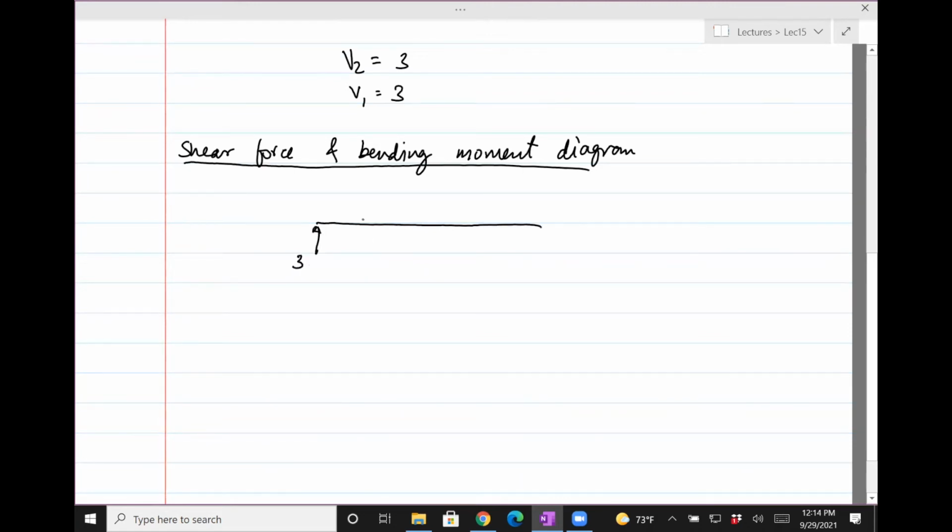So 3, 2.5, 1, 2.5, 3. So let's draw the shear force diagram first. Now this itself is an exercise, right? So I will do it a little faster than I normally do. Take a section, cut it, write the equation for shear force and so on. This one is actually pretty simple. You can do it by inspection.